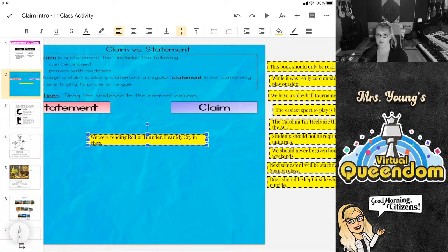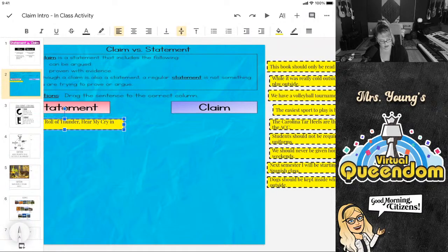Good job, Zaleem. Good job, Aiden. Yes, it's a statement. Okay. Why is it a statement? Good job, friends. I completely agree with you. Why is it a statement?